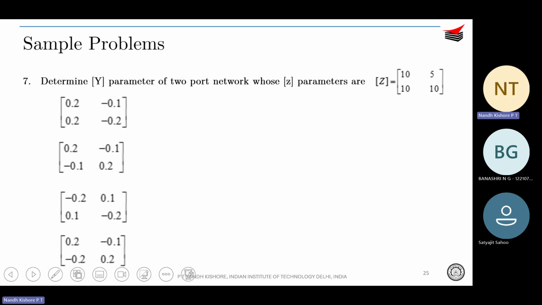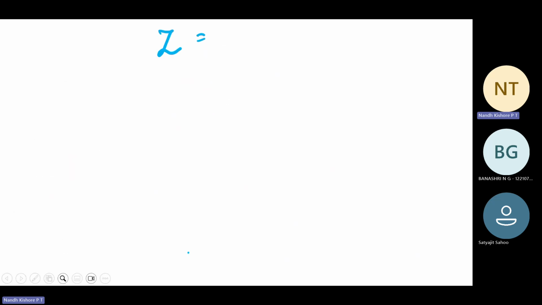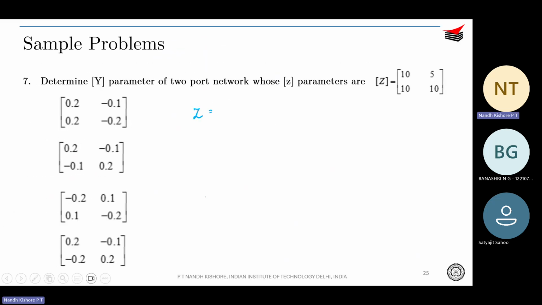So we have time for one more problem. This is a very simple problem. Z parameter is given. Z is given as 10, 5, 10 and 10. So how do you find Y? Basically, Z is equal to Y inverse, right? So Y is equal to Z inverse, which means you have to just take an inverse of this matrix to find out what is the Y matrix. So 1 by determinant. What is determinant? 10 into 10, 100, minus 10 into 5 is 50, right?